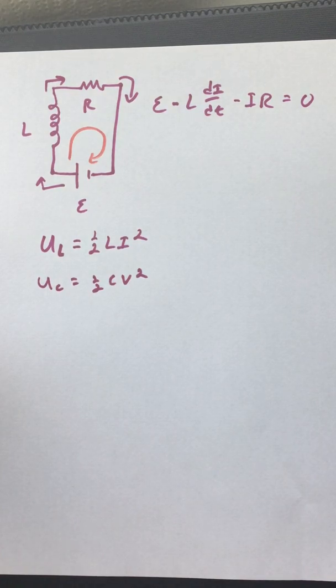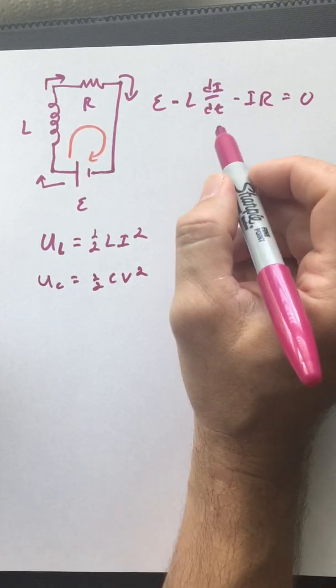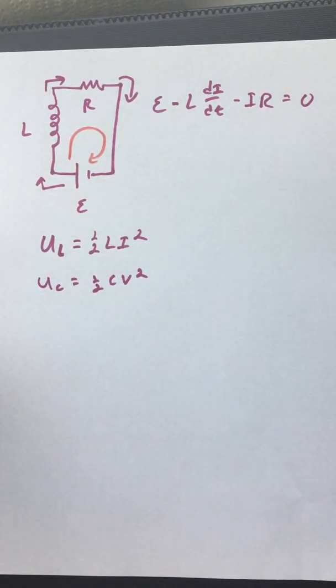Okay, now let's go back to my Kirchhoff's law expression. If you look at this, this looks really similar to the equation we got when we did a Kirchhoff's law analysis of an RC circuit. It's a first order differential equation. The good news about differential equations is if you solved one of one form, you've solved all of the other ones that have the same form.